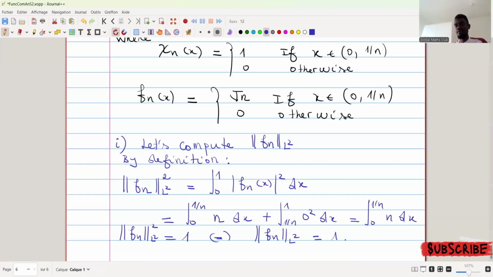So we computed the norm of the sequence Fn. I hope that this is clear, for all n.